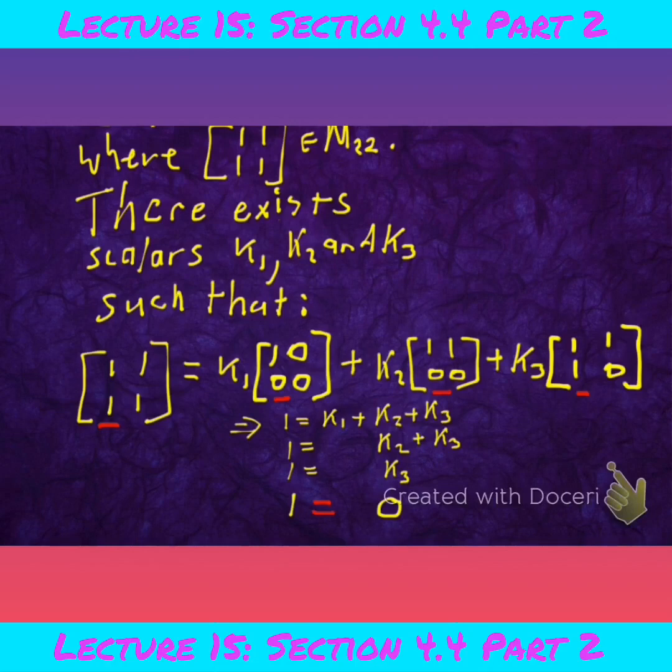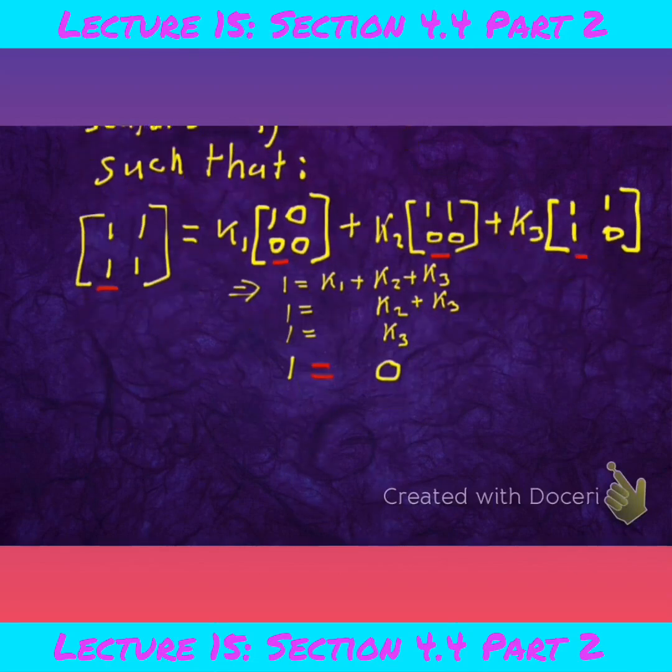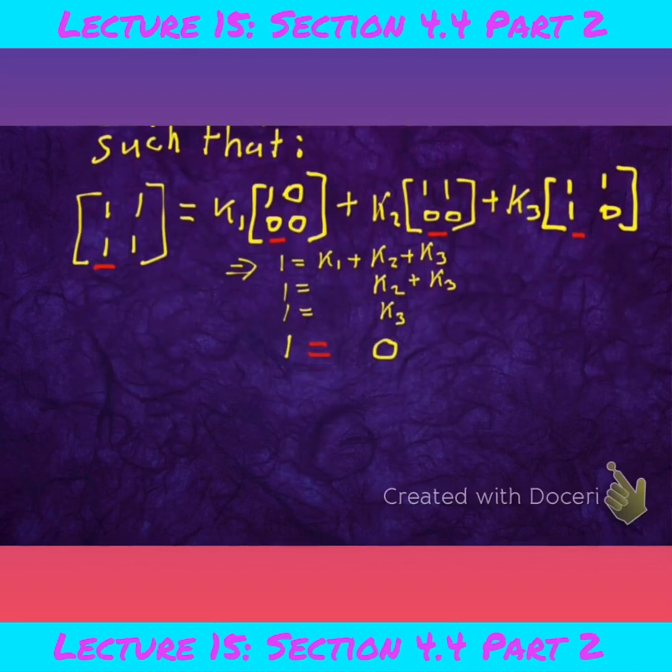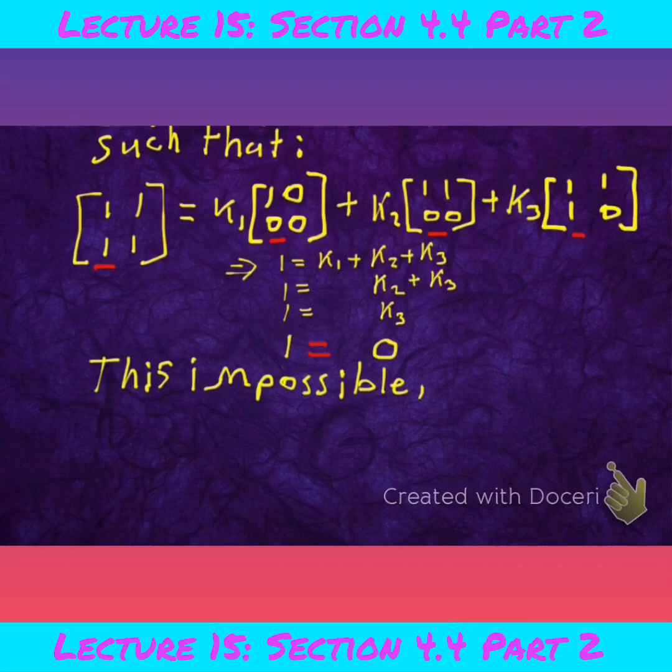So 1 definitely has to be 0, and this is a contradiction. Clearly this is impossible. So whence we get a contradiction.